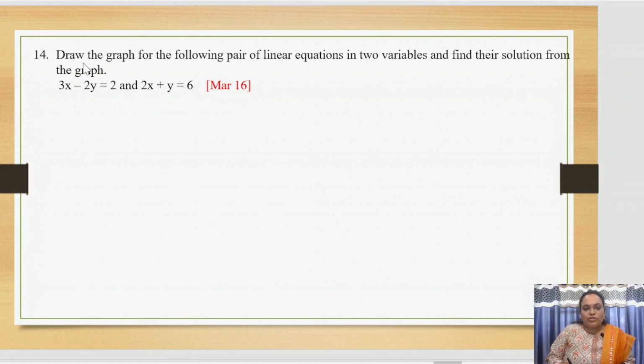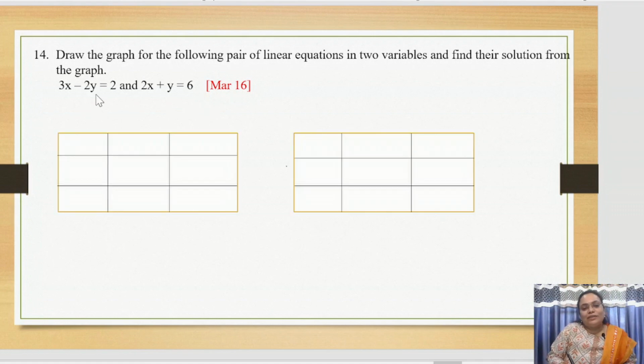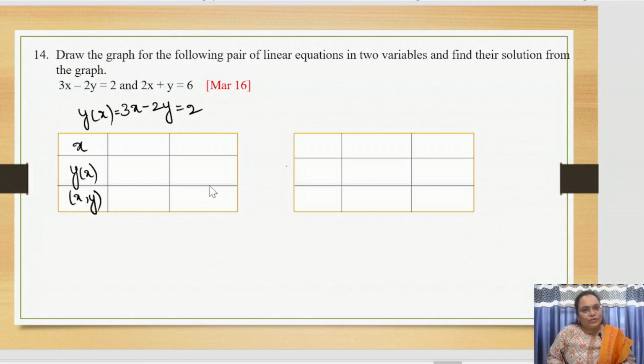Let us see the next question. Draw the graph for the following pair of linear equations. Find the solution from the graph. So, we need to plot a graph and we need to find the solutions from the graph. Okay. So, let us take the first equation, which is 3x minus 2y is equals to 2. Okay, let us take this equation as y of x. So, this is x, this is y of x and these are the x and y coordinates. So, as I told you, you just need 2 points to plot a graph.